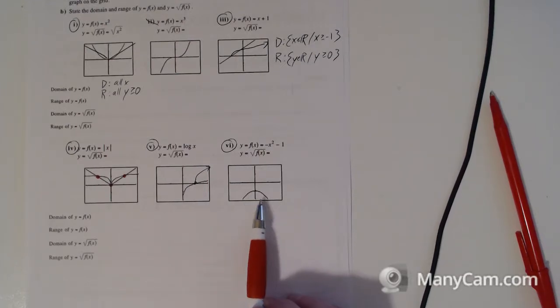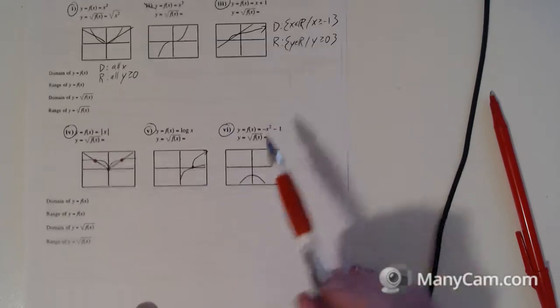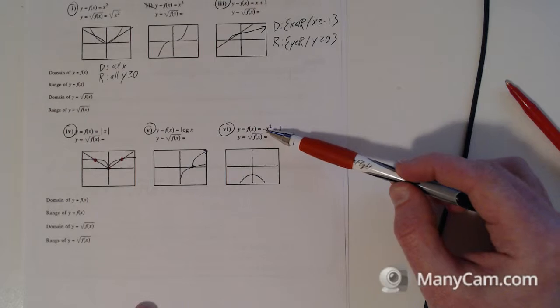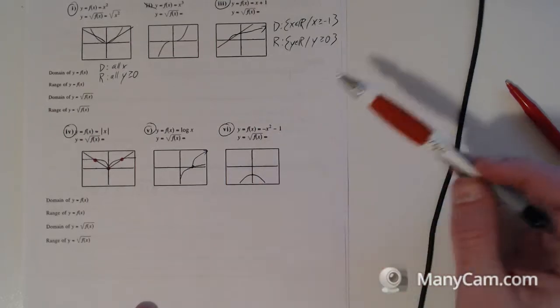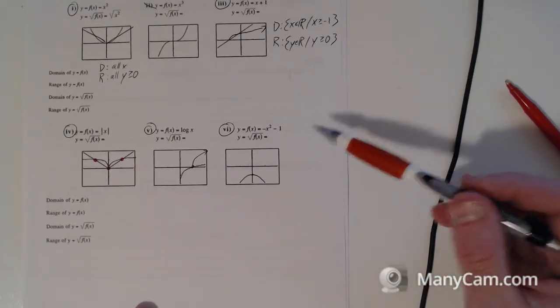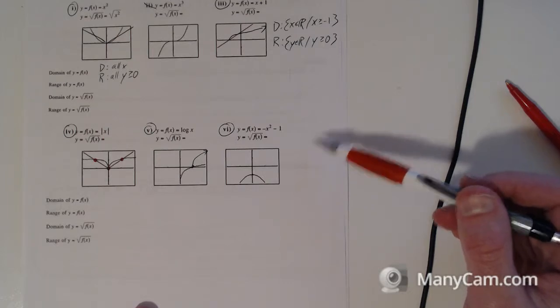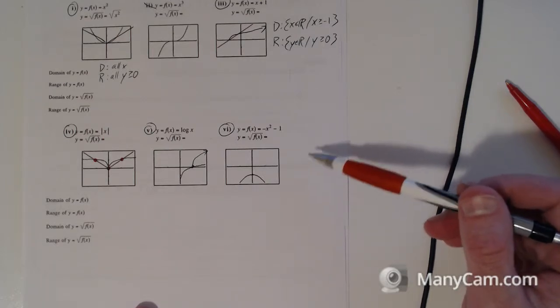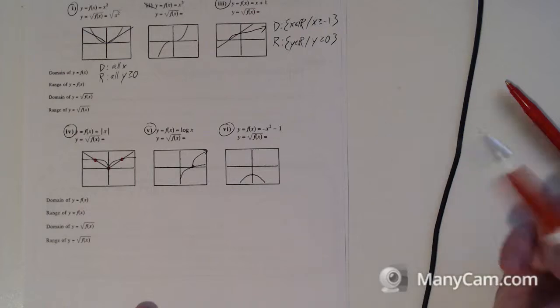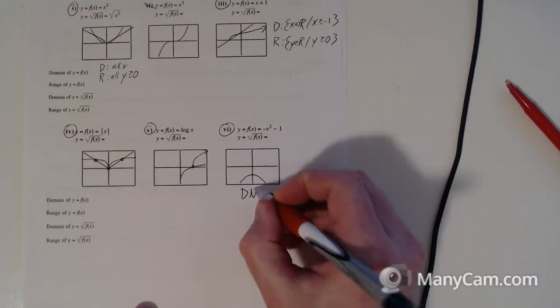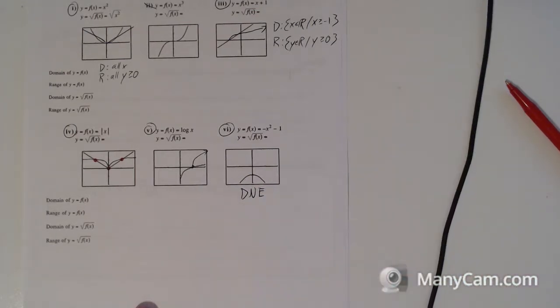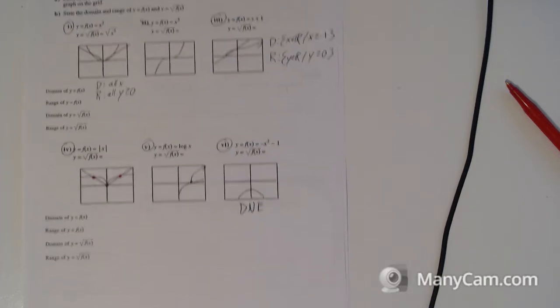And with this one, if you try and graph this, you're going to get nothing. The square root of negative x squared minus 1, there will be nothing showing. There are no numbers that are allowed. No x values can be subbed into this. They will all break the function. So this one does not exist. It's just a big blank graph. Okay.